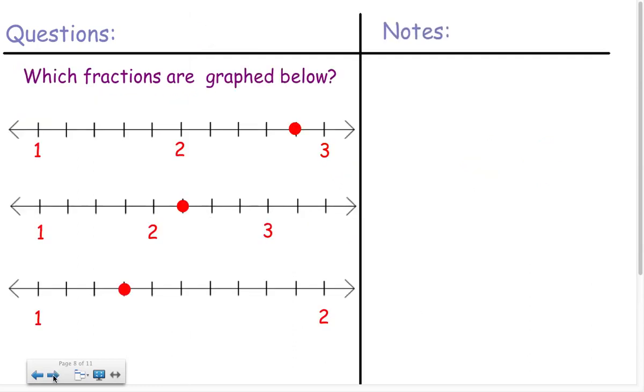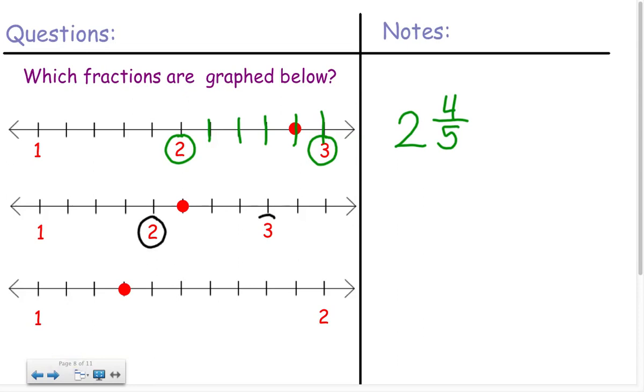Which fractions are graphed below? So we have a 2 and we have a 3. So it's going to be 2 and something. This is 1, 2, 3, 4, 5. So 4/5. The fraction ones are easier than the decimal ones, that's for sure. All right, this one's between 2 and 3. So it's 2 and 1, 2, 3, 4. So 1/4.